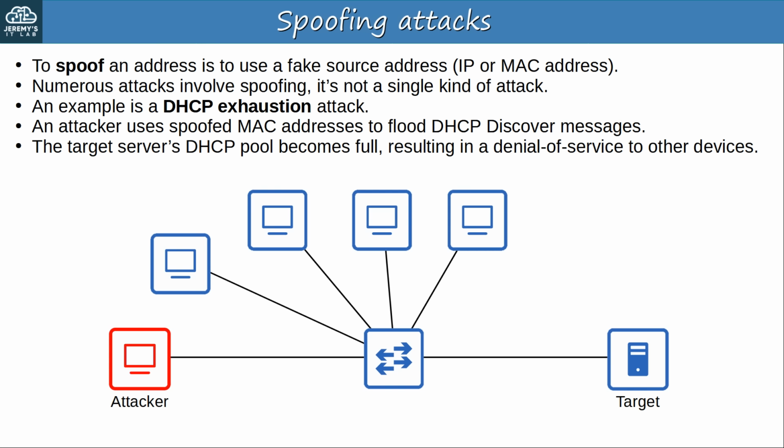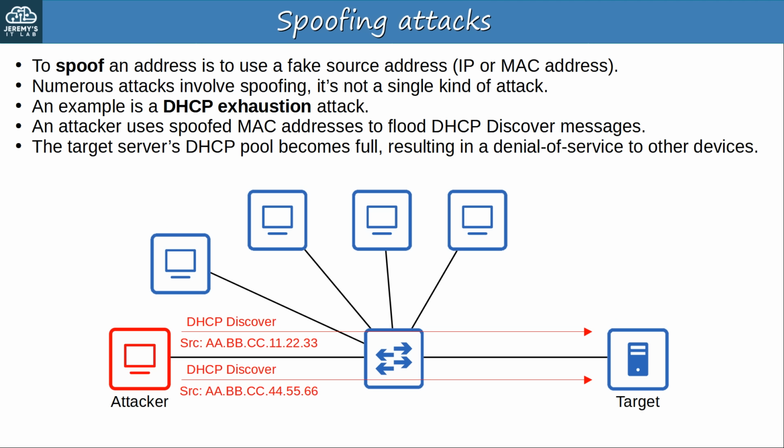Let me demonstrate. The attacker sends a DHCP discover message with a fake source MAC address. Then it sends another with a different fake source MAC address. Then it does it again with another fake source MAC address. It keeps sending these at a very quick pace. The server will reply to each discover with a DHCP offer message, and while it is offering an IP address, it will not assign that address to other devices.